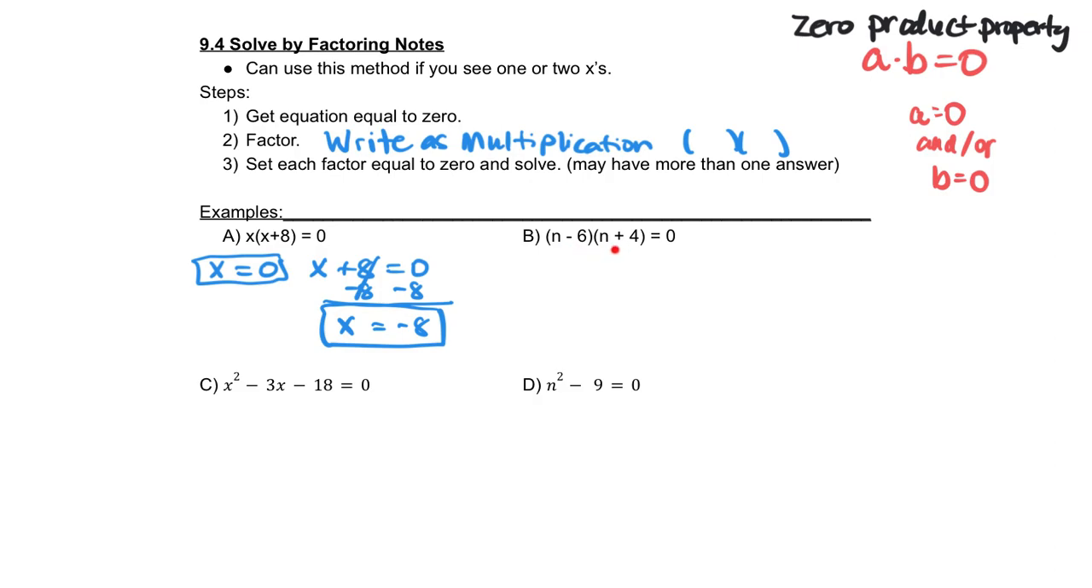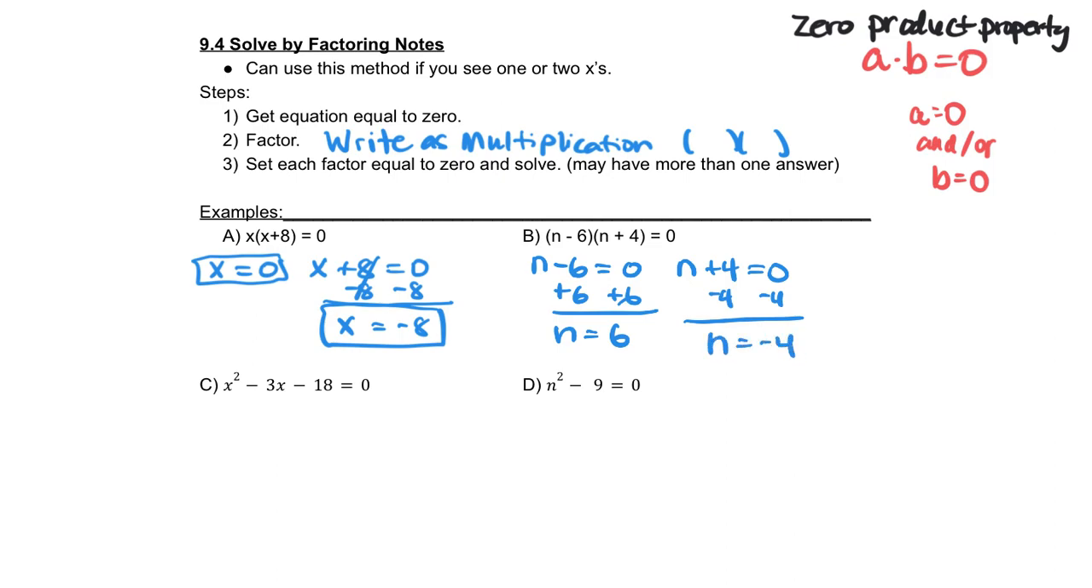Taking a look at the next example, again, set equal to 0 already. Factored, I've already written this as multiplication. Now I'm going to write each factor equal to 0 and then solve. So for the first equation, I'm going to add 6 to both sides, so I end up with n is equal to 6. The second equation, I have add 4, so I'm going to subtract 4 from both sides, and I get n is equal to -4. So these are the two answers that will make this equation true.